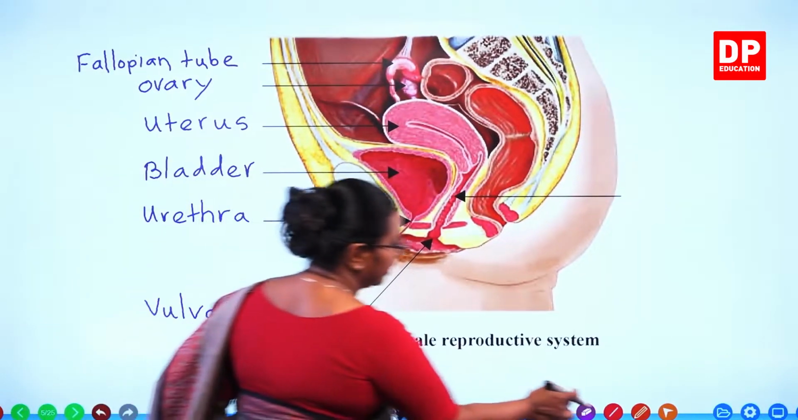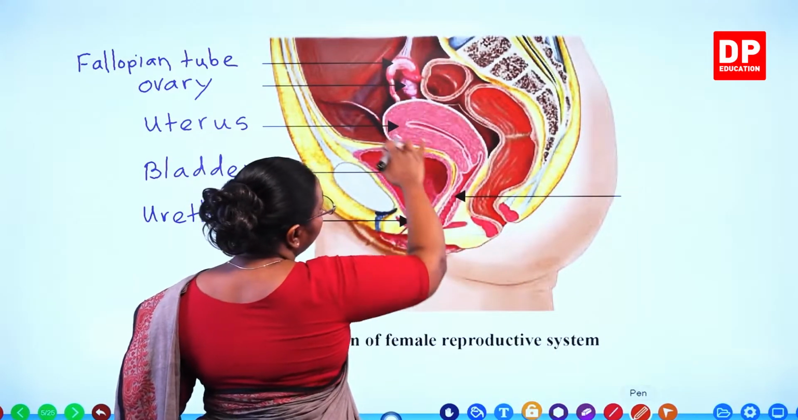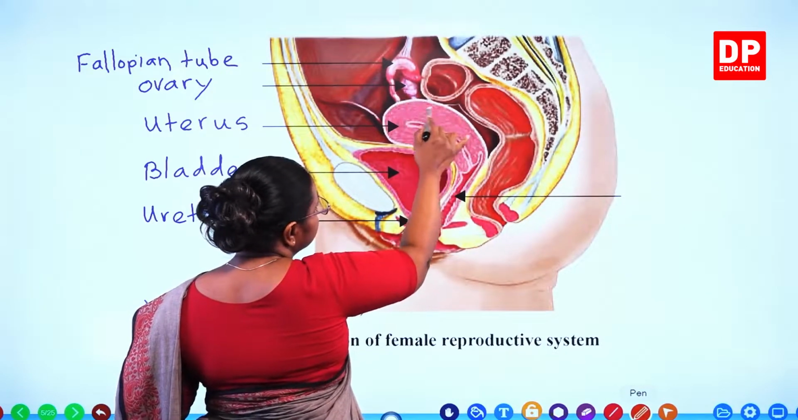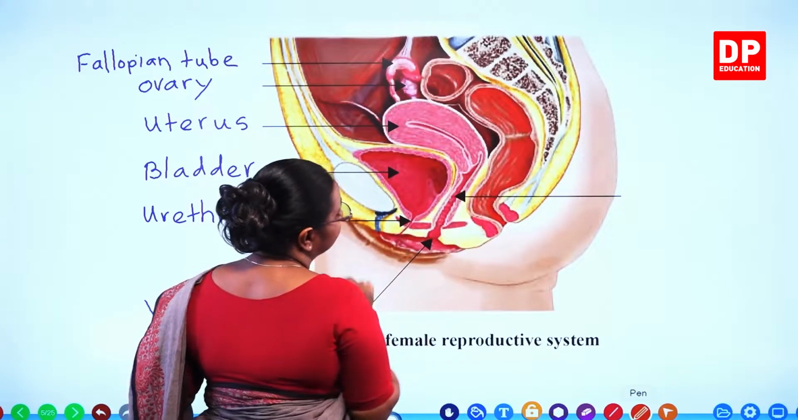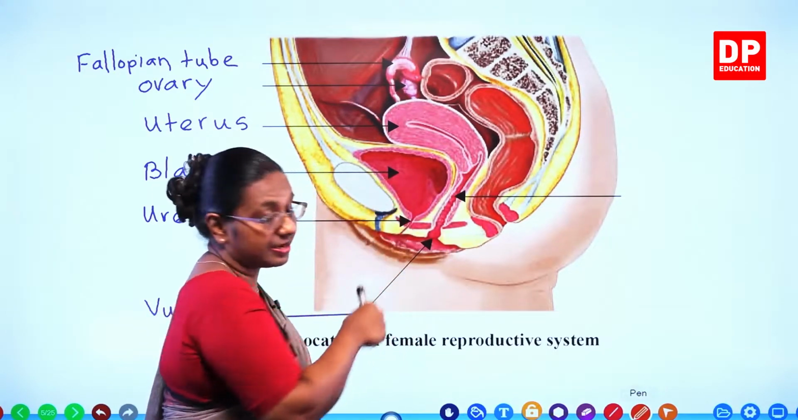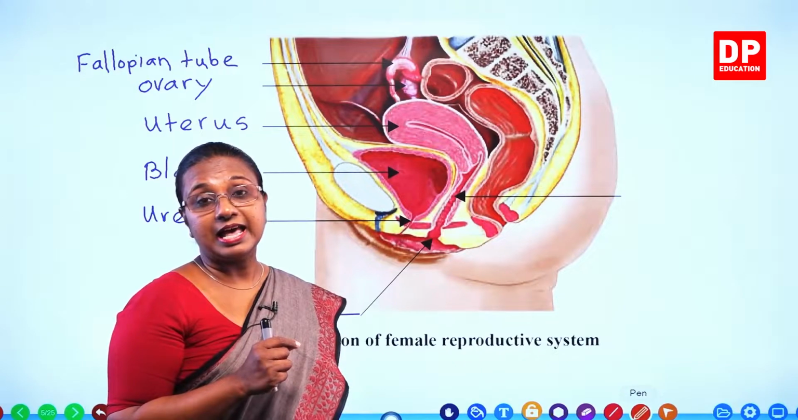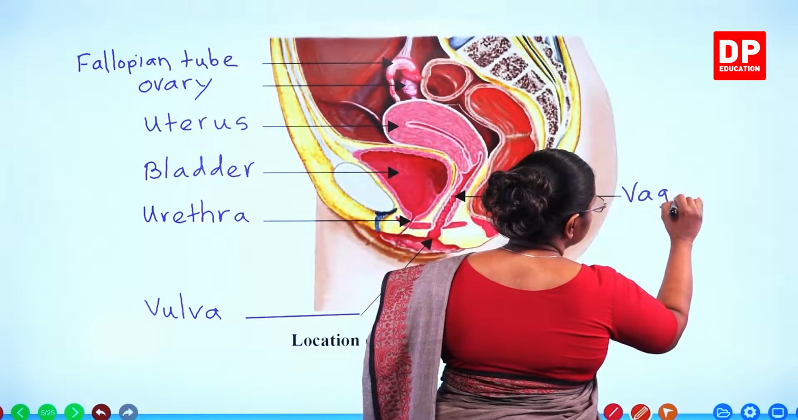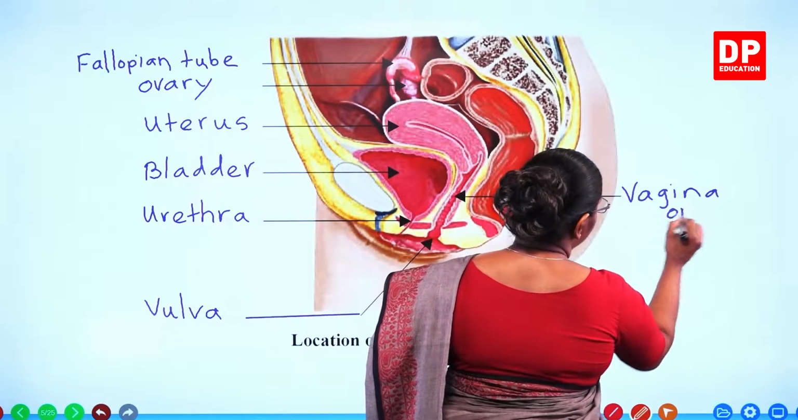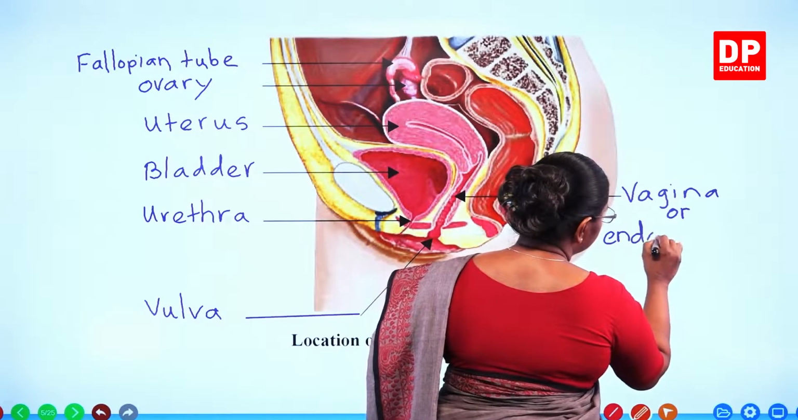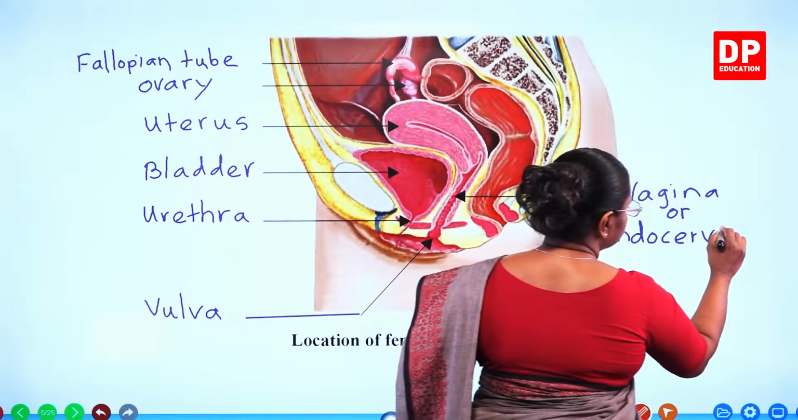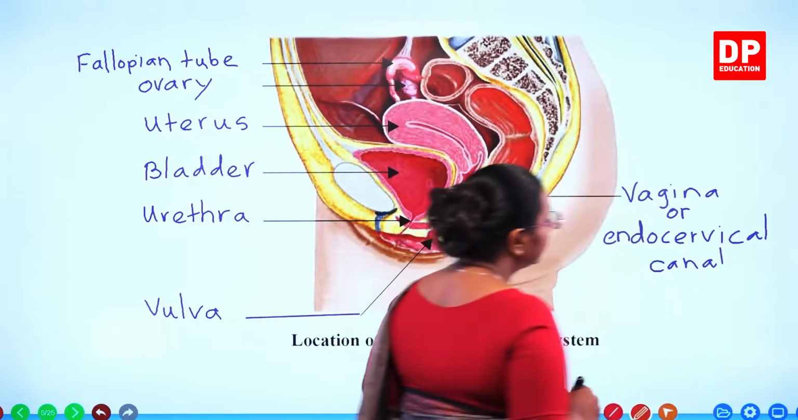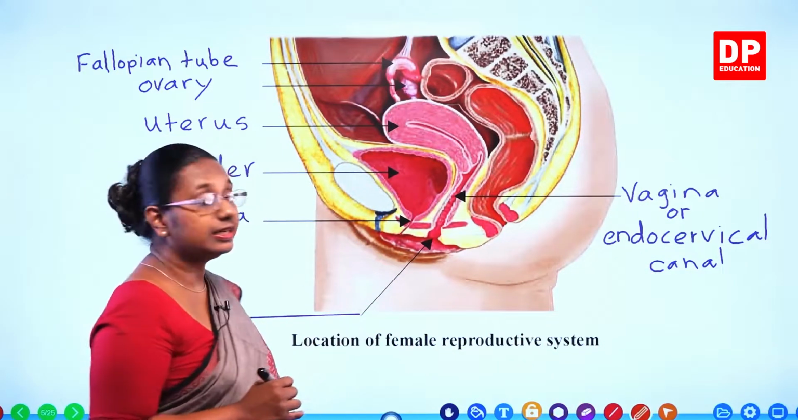Then on this side, if we look at this structure, from the uterus, here you can see this is the fundus, this is the body part. Then here we have the cervix, and the cervix extends as the endocervical canal or the vagina. You can remember that. So, this is the vagina or endocervical canal that opens to the exterior via the vulva.